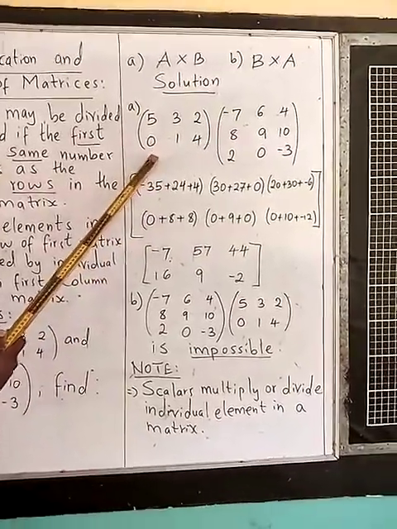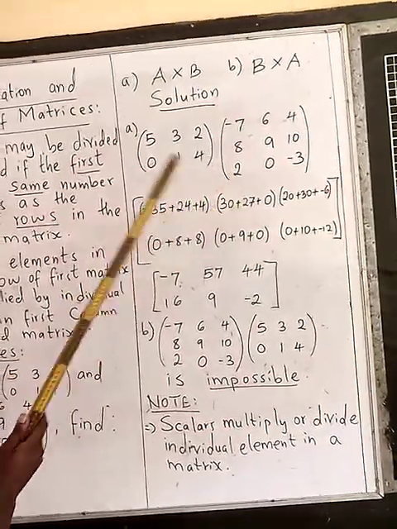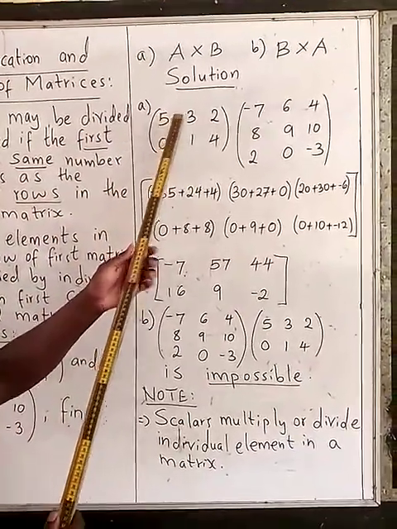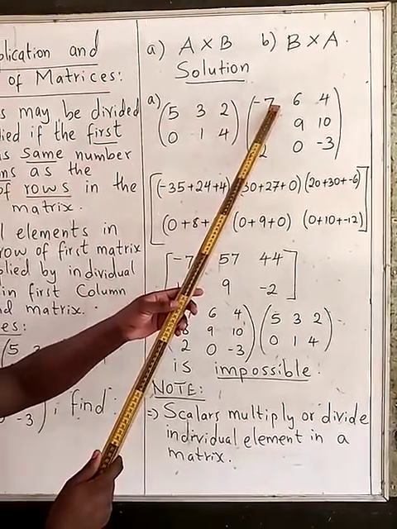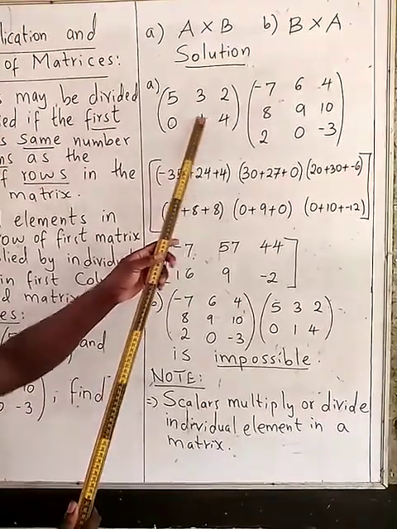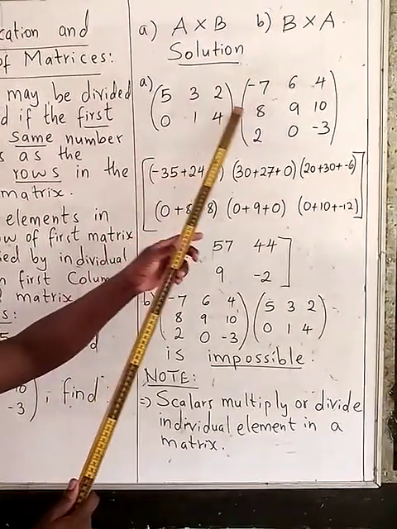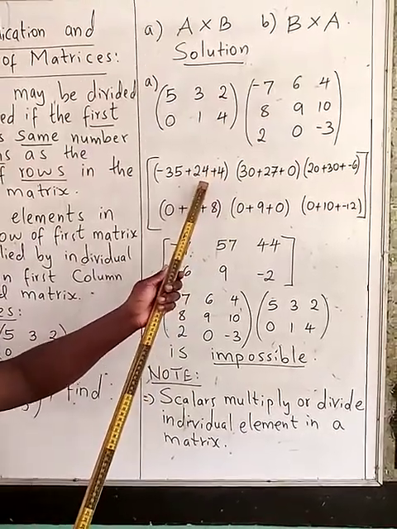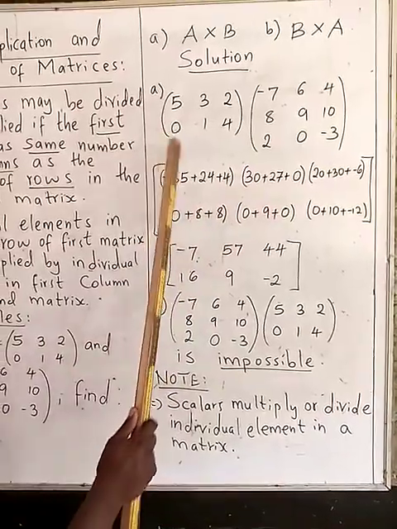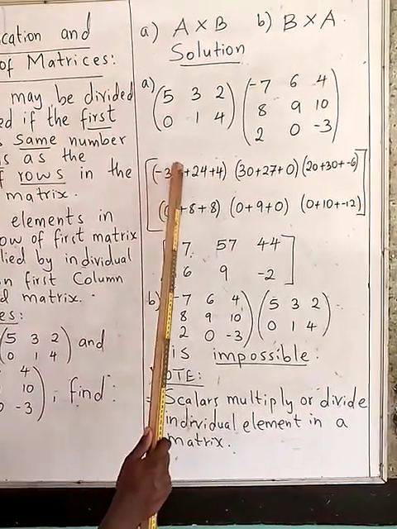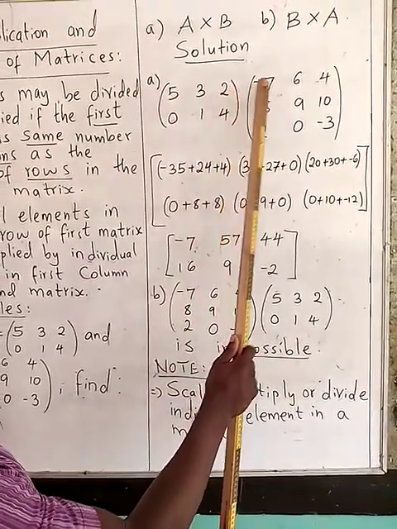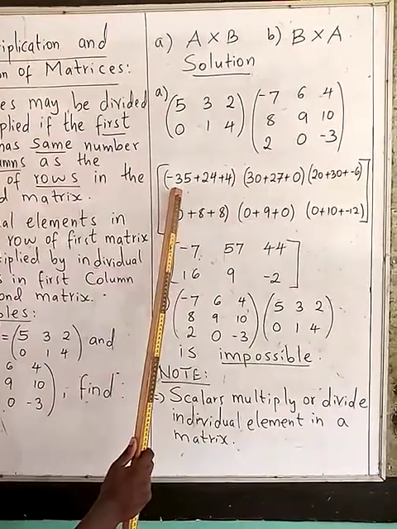Our matrix A is a 2 by 3, matrix B is a 3 by 3, so we are going to have 5 times negative 7, we have negative 35. We add it to 3 times 8, that is 24, plus 2 times 2, that is 4. So that will be our first element in the first row, first column. We take the first row, multiply this first column. We are going to have that element.